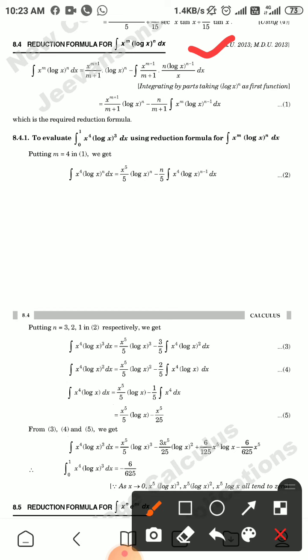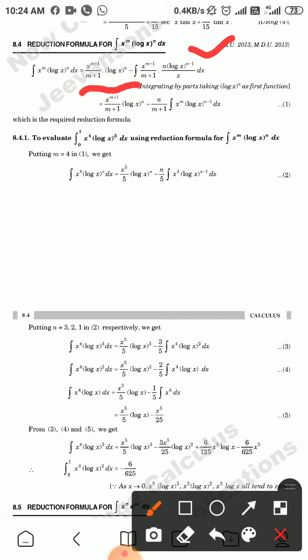Integrating by parts, taking log x raised to power n as the first function. Therefore first function as it is, log x raised to power n, and second function integration x raised to power m plus 1 divided by m plus 1, minus integration of the derivative of the first, decrease the power by 1, that is n into log x raised to power n minus 1, and derivative of log x is 1 by x, and integration of the second one is x raised to power m plus 1 divided by m plus 1.